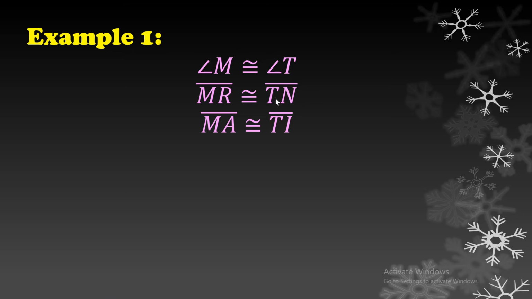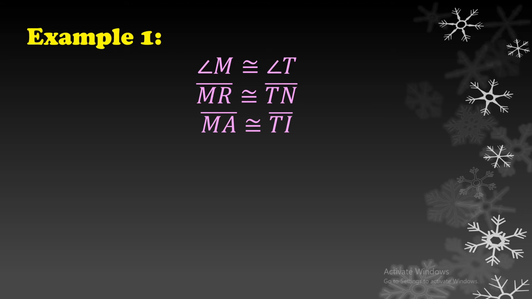That's right. Segment TN and segment TI, so the included angle is angle T. So this is also correct. So that means this is a pair of the included angles. So you're right. The two triangles in this first example are congruent based on the SAS congruence postulate.